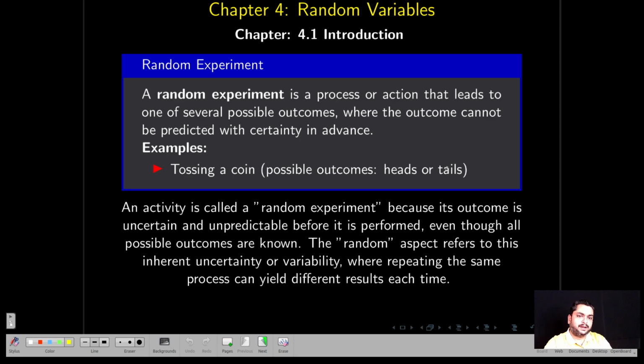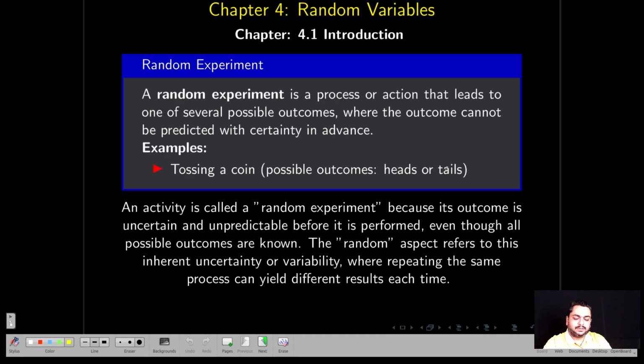Already you have seen what we mean by a random experiment. It is an experiment or a process that leads to one of several possible outcomes, where the outcome cannot be predicted with certainty in advance. For example, tossing a coin. There are two outcomes there, head or tail. Before we get the result, we don't know what the outcome is, but we know all possible outcomes.